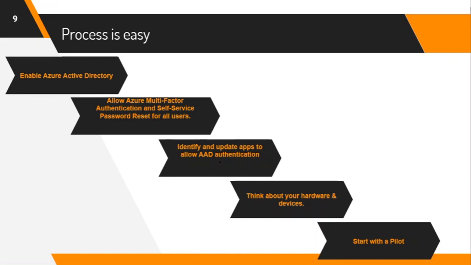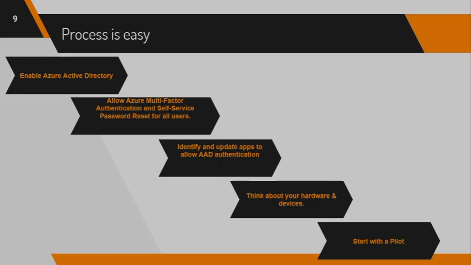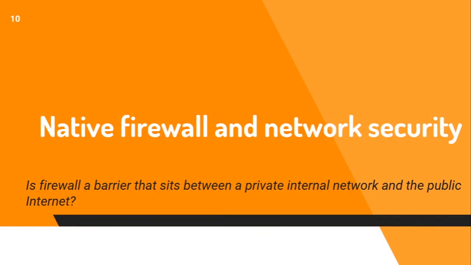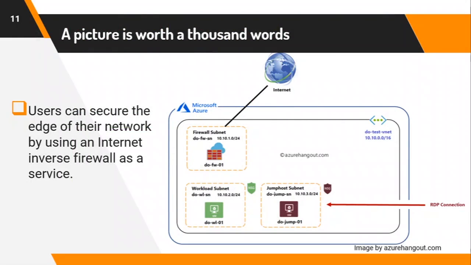I'm going to jump into the next security practice, that is native firewall and network security. Users can secure the edge of their network by using an internet-facing firewall as a service. It's pretty quick and convenient to customize, with a lot less complexity, and helps you get up and running with that protection sooner.